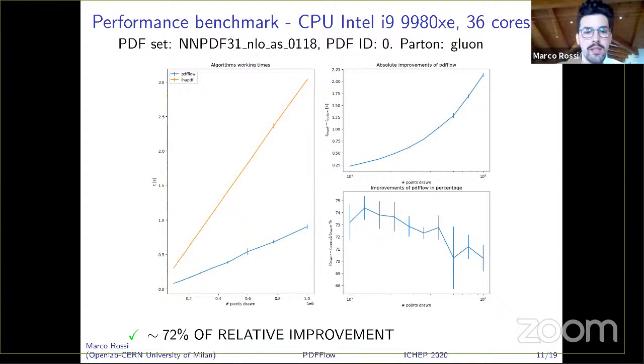We run this benchmark querying a different number of points sequentially for LHAPDF and with a parallel approach for PDFFlow. Here in the main plot, you have different numbers of points from 10 to the 5th up to 10 to the 6th, so an array of 1 million points. As you can see, PDFFlow outperforms LHAPDF in performance times. In the lower right plot, you have the absolute relative difference of the timings, and we claim around a 72% relative improvement. This is run on CPU with the Intel i9 with 36 cores for both algorithms.